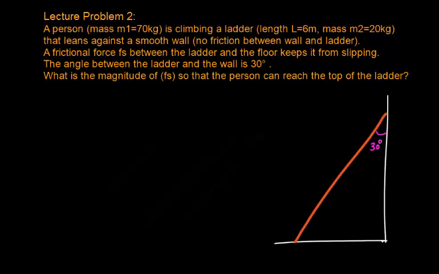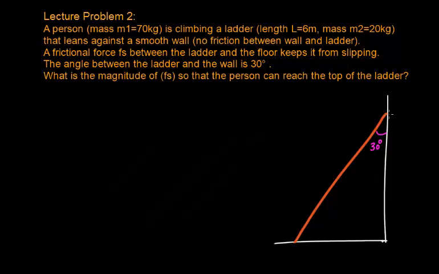Okay, lecture problem number 2. A person has a mass equal to 70 kilograms and is climbing a ladder. Its length is equal to 6 meters. Its mass is 20 kilograms. The ladder leans against a smooth wall, which means there is no friction.